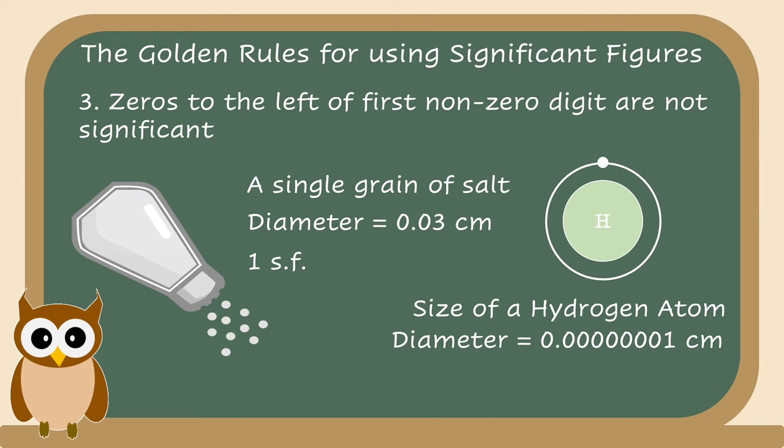Again, the size of a hydrogen atom, the first 8 zeros are not considered significant. Only the last digit is considered significant. Both of these numbers have just one significant figure.